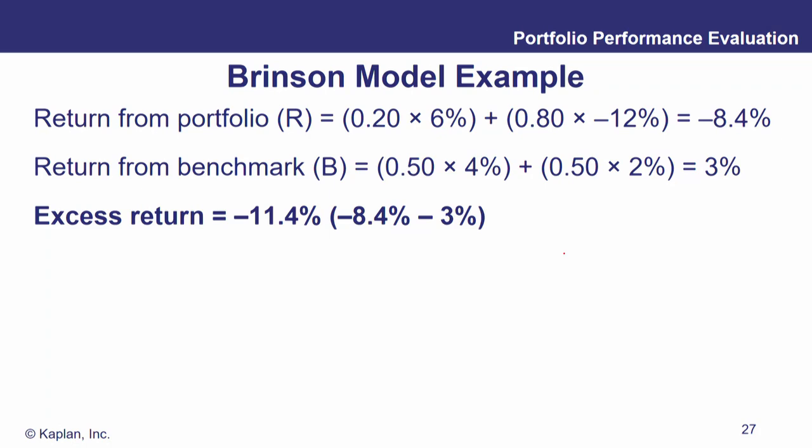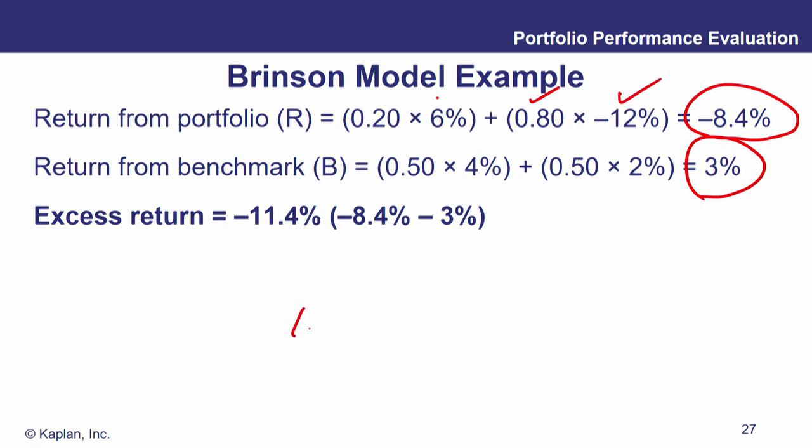Okay, so return from the portfolio, you can see how we calculated it. It's just the weight that we had in the finance sector was 0.20. The return from the portfolio in the finance was 6%. We've got the weight in the technology was 0.8. And the return in the technology from our portfolio was negative 12%. The return from the portfolio was negative 8.4. We do the same thing with the benchmark, and we come up with 3%.